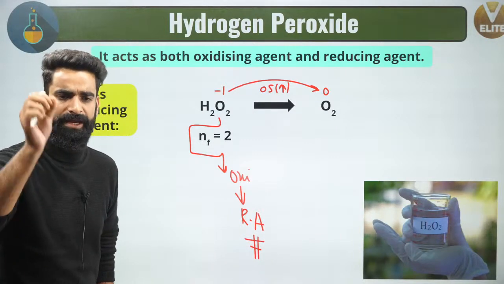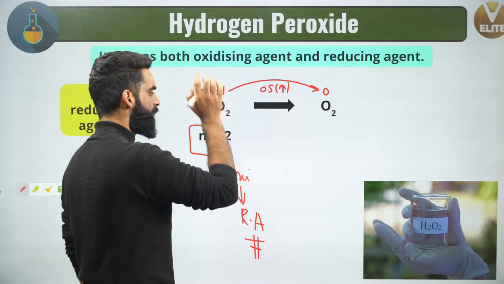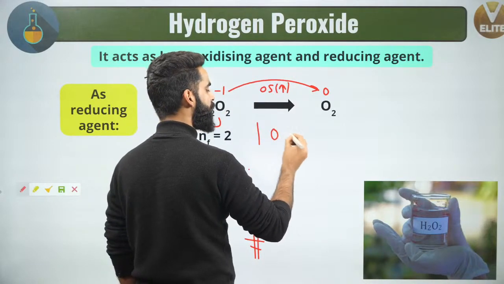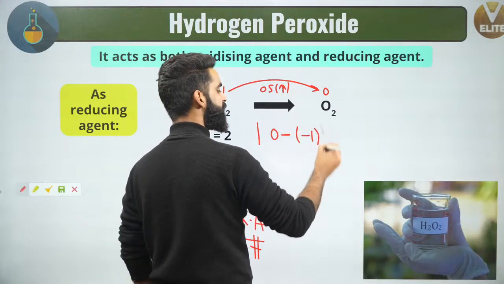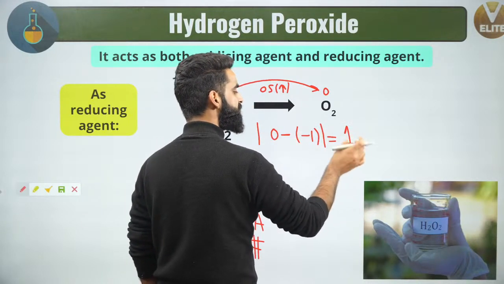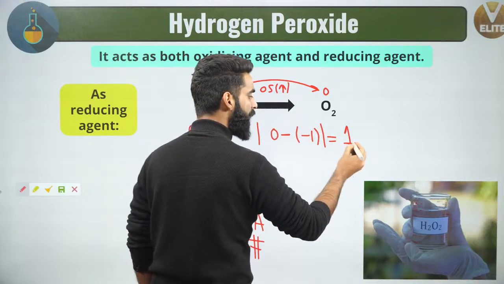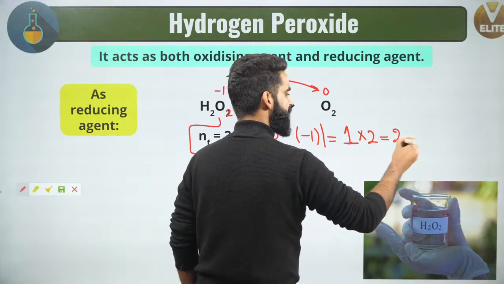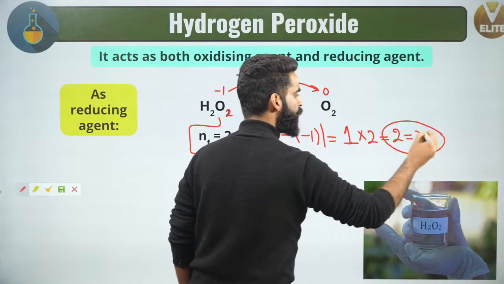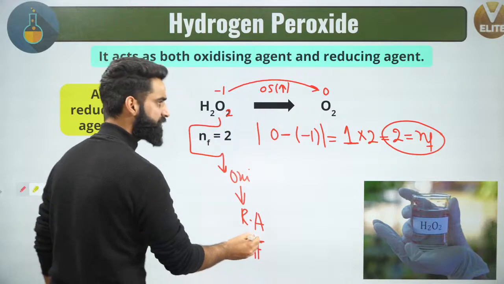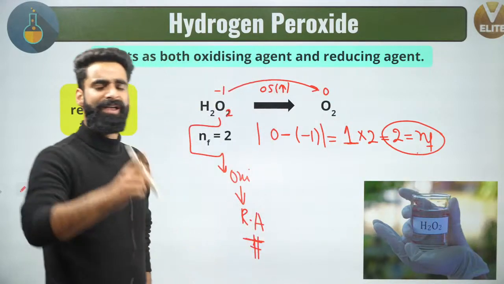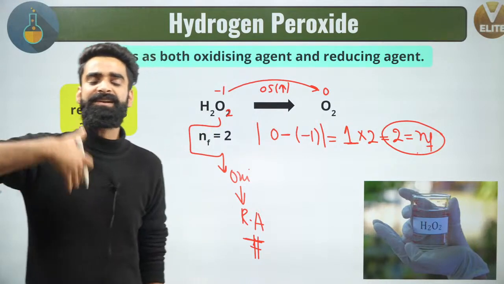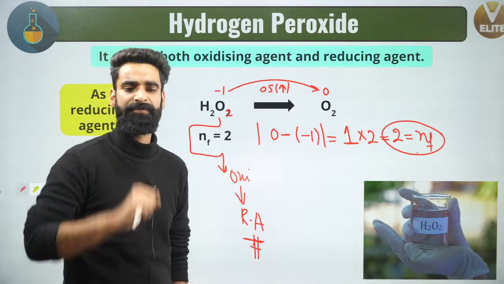Very simple. What is the change in the oxidation state of oxygen right here? Isn't it going to be the final oxidation state of oxygen minus the initial oxidation state, which is -1? So the change in the oxidation state of one atom of oxygen is going to be 1. But right here, I have 2 atoms of oxygen, so I'm going to multiply it by 2. The value you are getting is 2. So the N factor of H2O2 when it is acting as the reducing agent is also 2. So remember, if hydrogen peroxide acts as the oxidizing agent or as a reducing agent, in both cases its N factor is going to be 2.